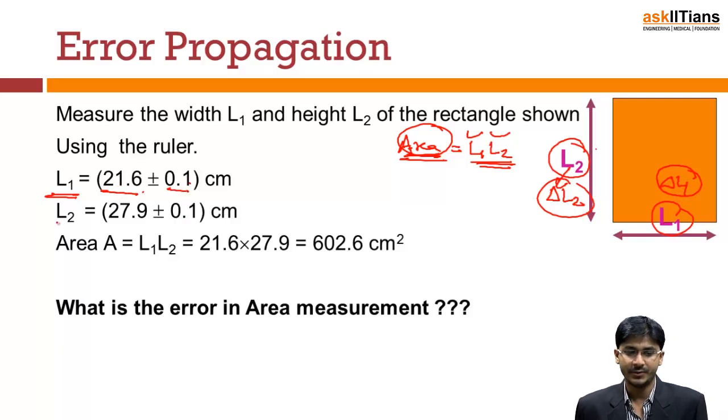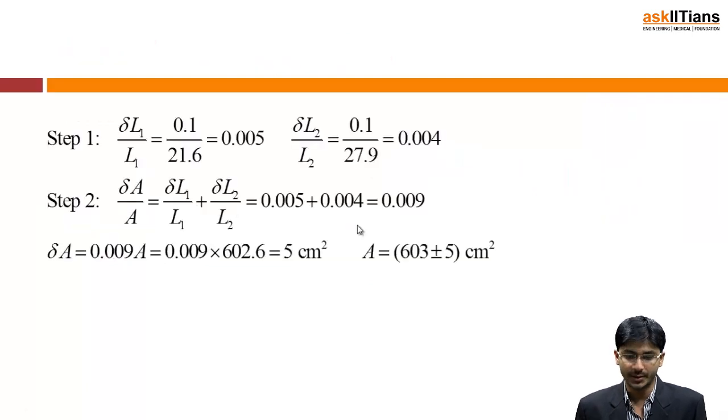Now if you assume that L1 is this, the uncertainty is again the value of the least count of the ruler. Now this is L2, this is 27.9 plus minus 0.1. First we calculate the product of these certain values. Area is L1 into L2, we got this value, 602.6 centimeter square. Now how to factor in this error? This is how we factor in the error in the measurement.